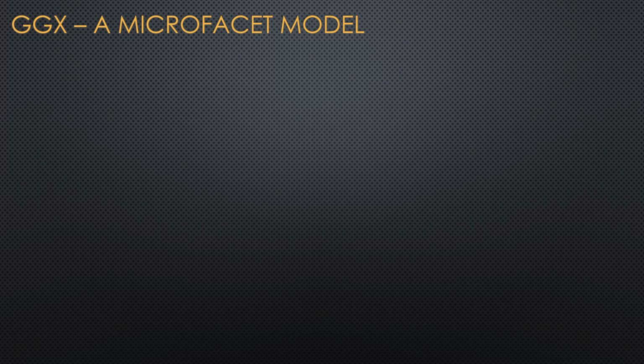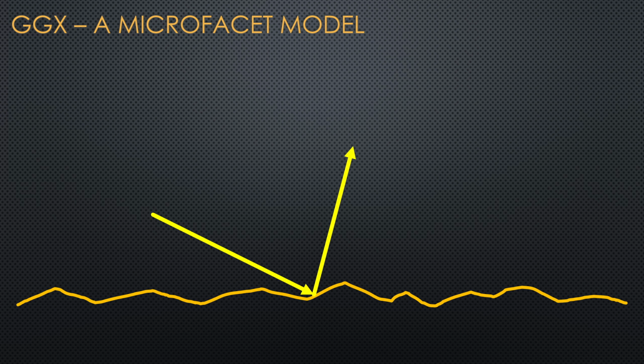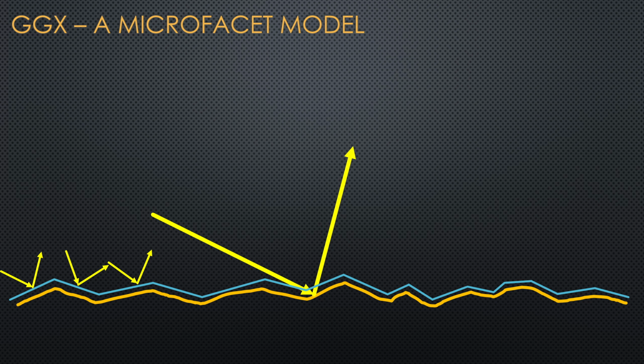GGX is a microfacet model which simulates how light reflects off a rough surface. We talked about the microfacet theory in the previous PBR video, so just a quick recap. The idea is that a rough surface is made up of many tiny microfacets, where each microfacet acts like a perfect mirror. The overall result depends on the statistical nature of all these reflections.